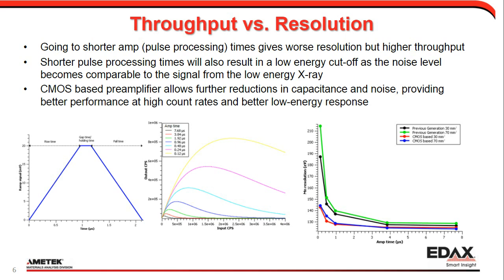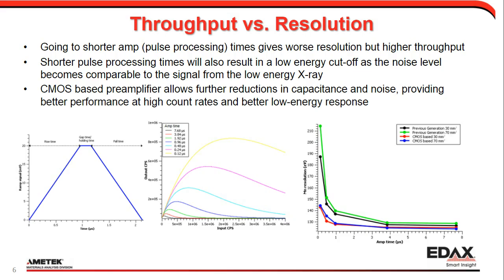The chart on the right shows detector resolution as a function of amp time for different detectors. Black and green curves are previous generation detectors with 30 and 70 millimeter square chip sizes. Red and blue are current generation detectors with the same sizes. The trend is resolution decreases as the amp time becomes shorter. For previous generation detectors, the degradation is greater.